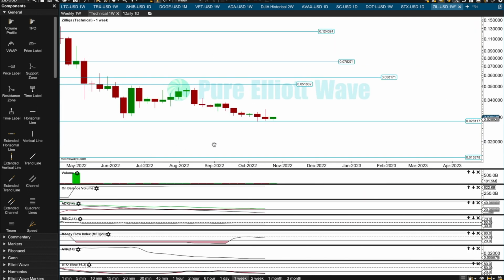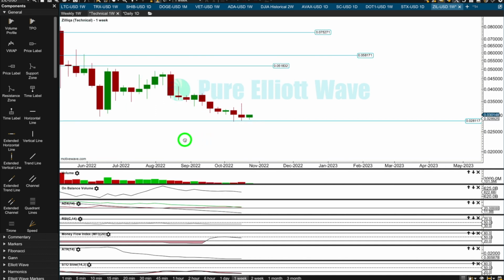On the weekly chart for the current low, I have to move everything over a little bit to the left here so we can see what's happening with volume.